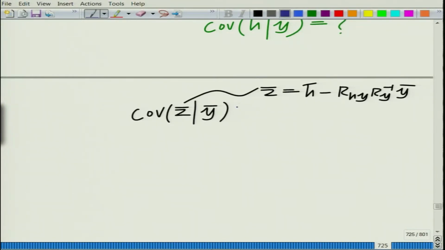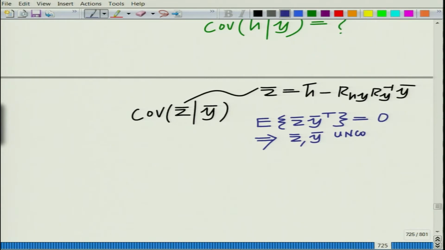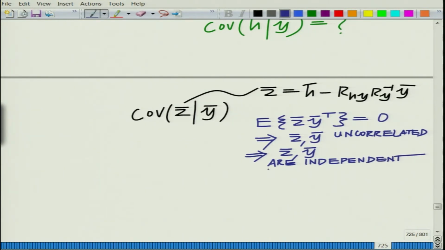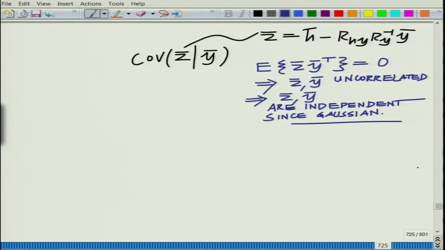The other thing that we had seen is that the expected value of z bar y bar transpose equals 0, which implies z bar and y bar are uncorrelated, and this also implies z bar and y bar are independent, since they are jointly Gaussian. And therefore, now what does that mean?